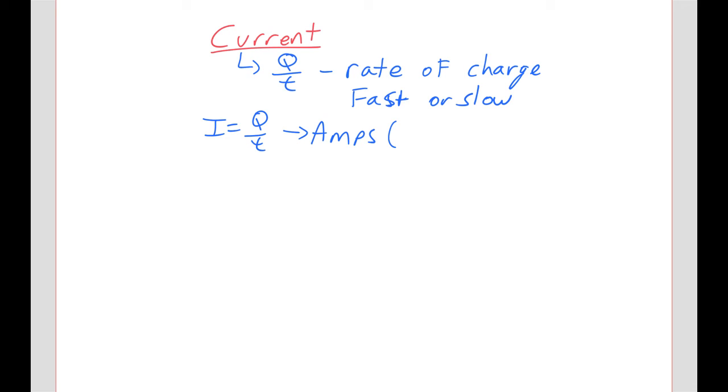So amps are sometimes written as the number of coulombs per second, so charge per second. The higher your current, the faster things are moving. That can be very dangerous in your house, because if too much current goes through, things get hotter and then things can catch on fire. So that's just something to think about.